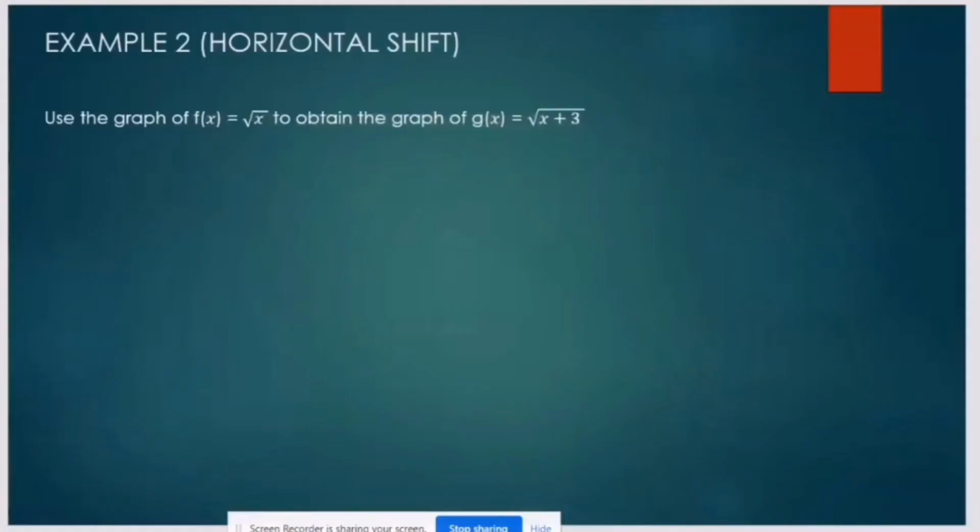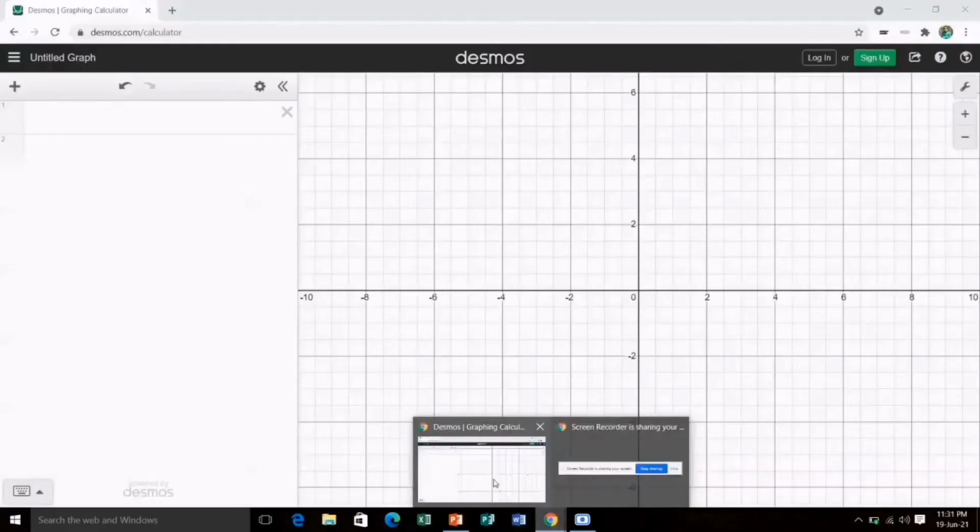For the next one, example 2, horizontal shift. The question asks, use the graph of f(x) equals square root of x to obtain the graph of g(x) equals square root of x plus 3. As we did for the vertical shift question, we use the Desmos software.